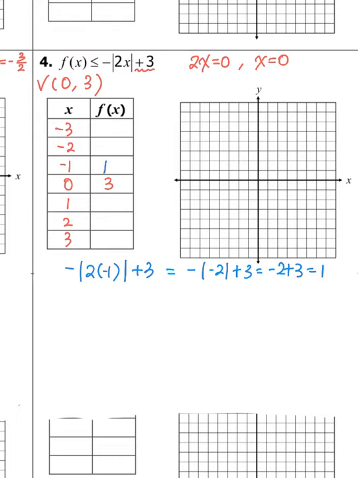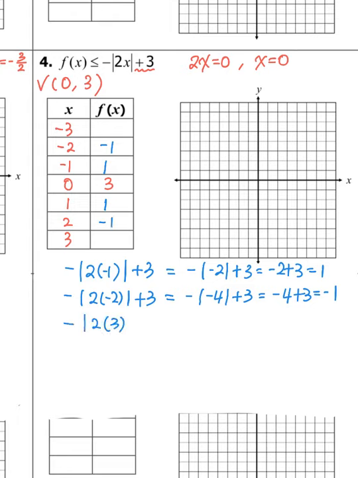So this is a positive 1, and the other side will be 1. So if you do the next one, 2 times negative 2 plus 3, that will give negative 4 plus 3, which is negative 1. So negative 1, negative 1. And let me just try 3: negative absolute value of 6 plus 3, and it will be negative 3, negative 3.